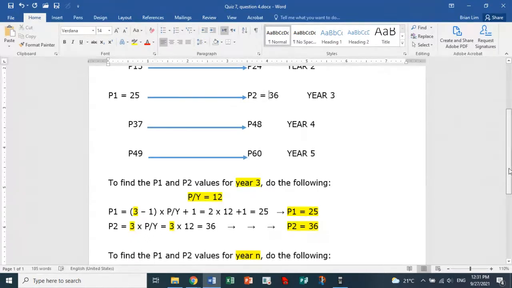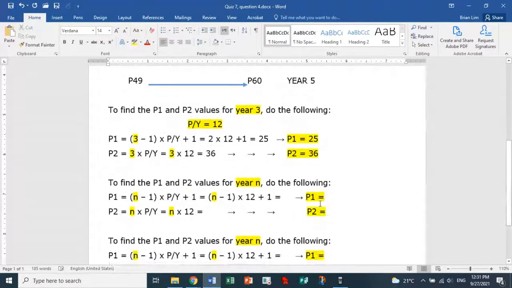Okay, so now which one are we looking for? So this is a general statement. If you had year number n, that could be any number, 2, 3, 10, 15, 20, we subtract 1, we multiply by the PY value, which in this case is 12, add 1, and that gives us the P1 value. And then P2, we just take the year. If it's the 5th year, you put 5 times 12 would give us the P2 value.